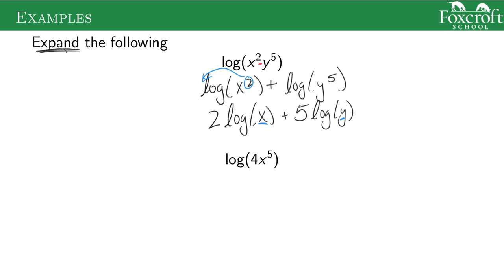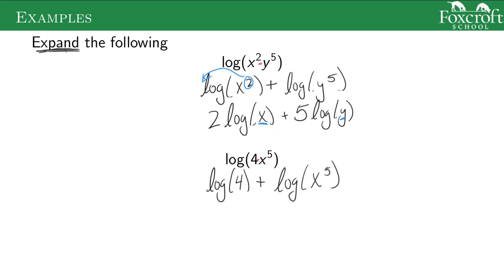All right, next problem, very similar start. We have 4x to the 5th. Again, there's no division, but there is multiplication because we do have 4 times x to the 5th. So we want to see any multiplications or divisions that we have. So the first thing is that multiplication, we split into a plus sign between 2 separate logs.